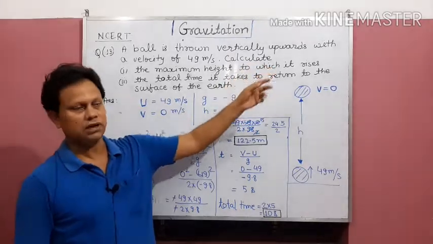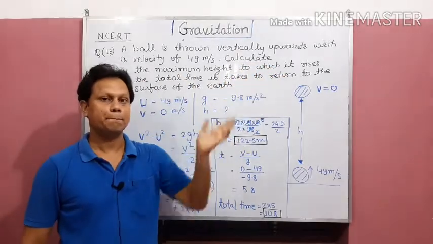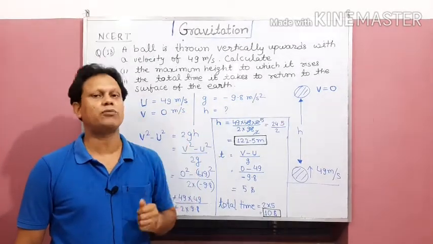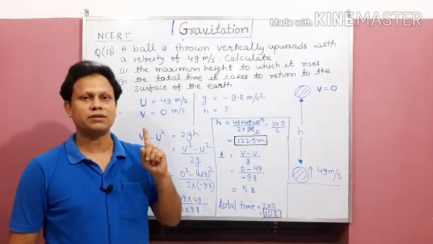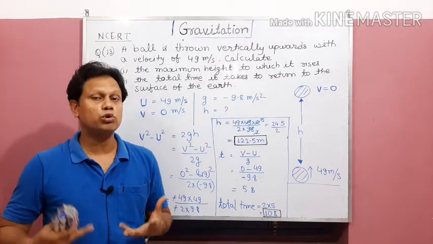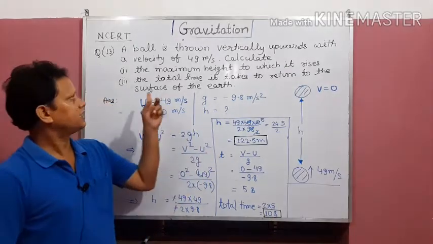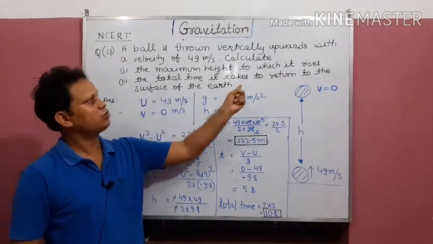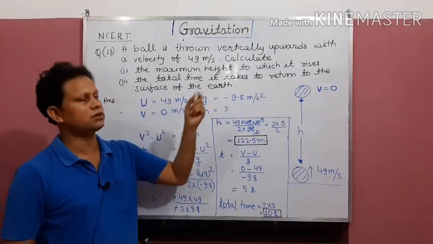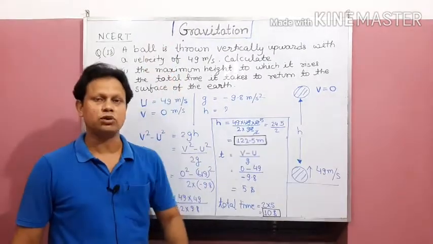Now we have to calculate the maximum height to which it rises. Maximum height means, as we have already shared, that at maximum height the final velocity will be taken as 0. So we have to gather more and more information from the question. Then the second part is the total time taken to return to the surface of the earth, that is, the time the ball takes going up and then coming down also.